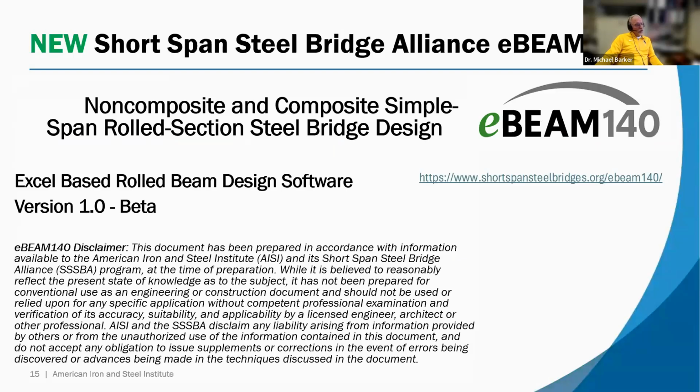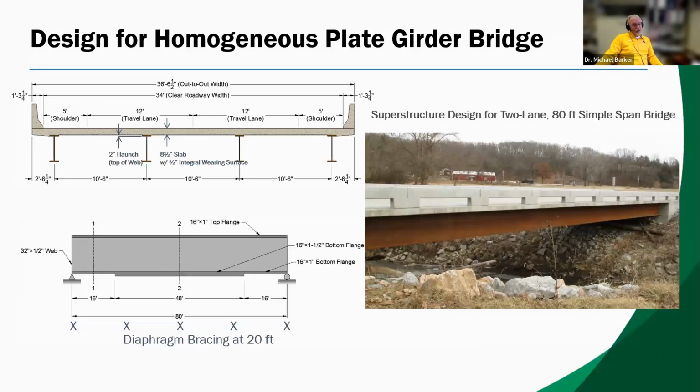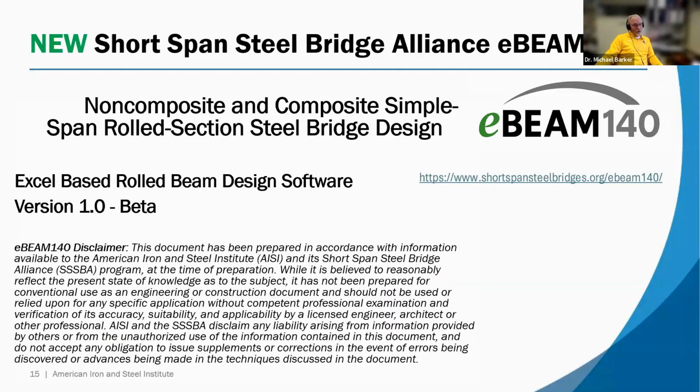But the Alliance back in 2025 released something new. And you can tell I switched from green border to blue border because this is brand new, and we think this is really important for our small consulting firms, our county engineers, our state engineers, whoever is looking at designing a simple span steel bridge. So this is an Excel program that will design non-composite and composite simple span rolled section steel bridges.